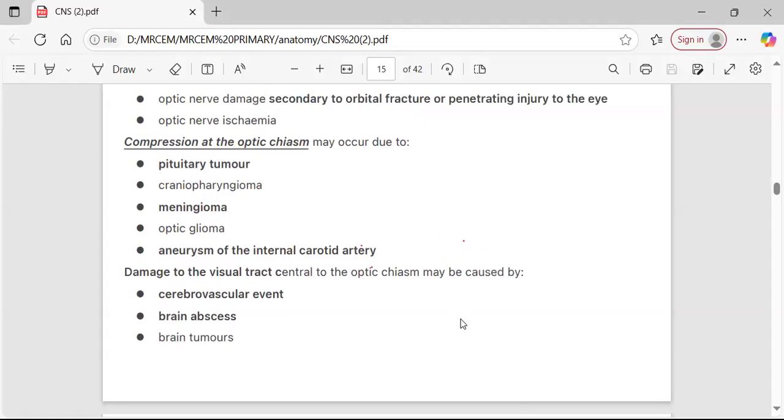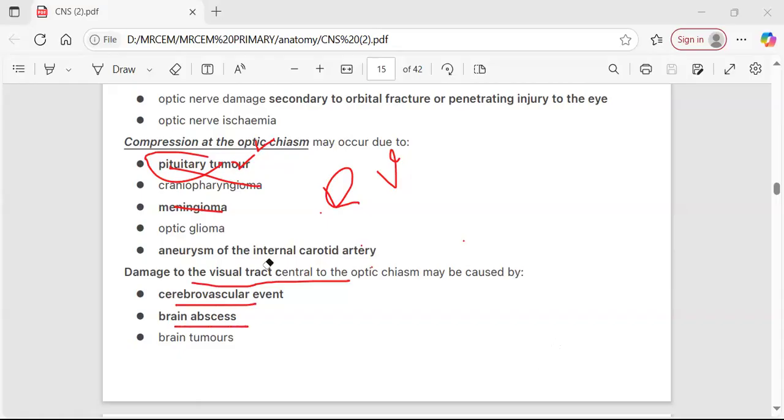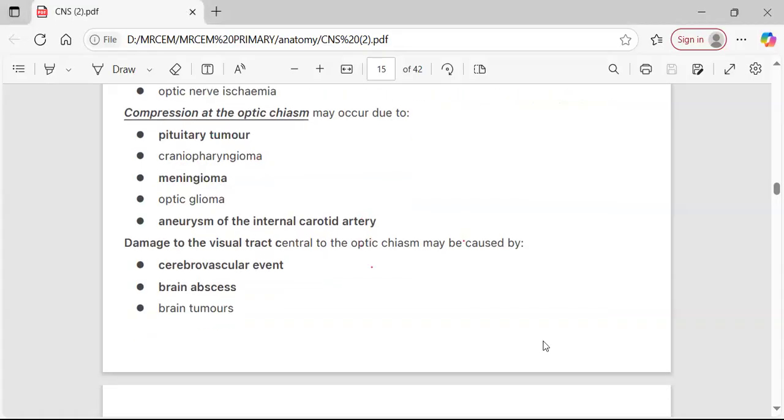In the optic chiasm, they will give the pituitary tumor, meningioma. Pituitary tumor is the most common that has been asked, and that's the common pathological feature in these patients. So that will lead to the compression of the optic chiasm. That's why it leads to the bitemporal hemianopia. Damage to the optic tract can be cerebrovascular incident, brain abscess. So you must all remember about it, but I have highlighted these as very important because they have been asked previously many times.